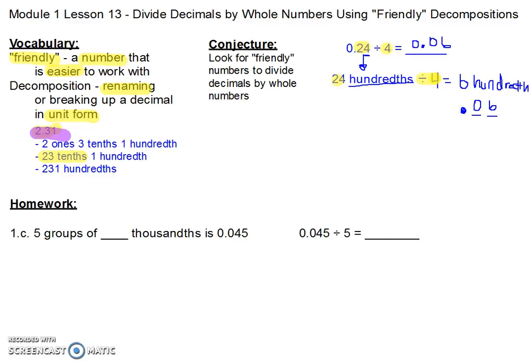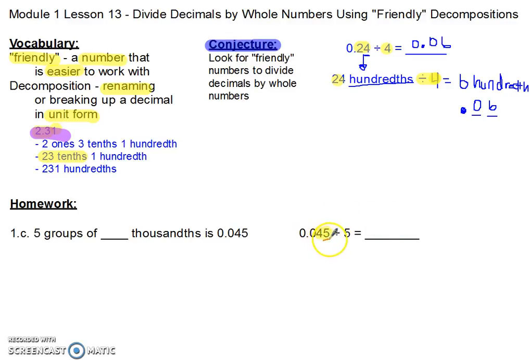Now let's take a look at our homework. This homework is giving you a division problem, but asking you to think about it in a different way, almost in a multiplication way. So they're asking you 5 groups of blank thousandths is 0.45 or 45 thousandths. We still use that conjecture of looking for those friendly numbers. Here I see 5 can go into 5, but 5 is hard to go into 4. So let's look at 45 as a whole. 5 can go into 45, and that's a way easier number to work with.